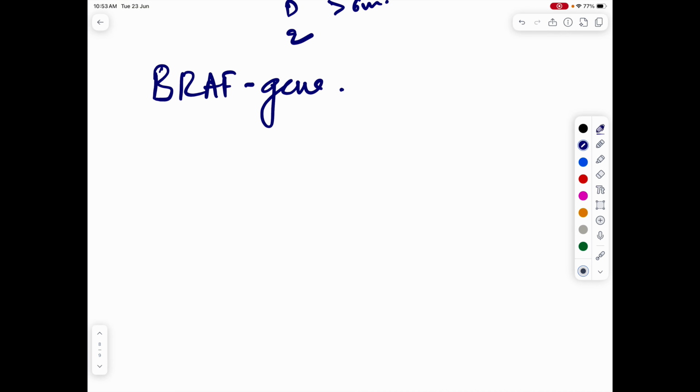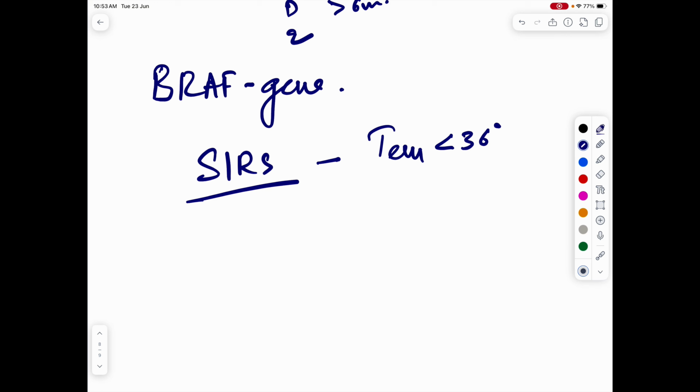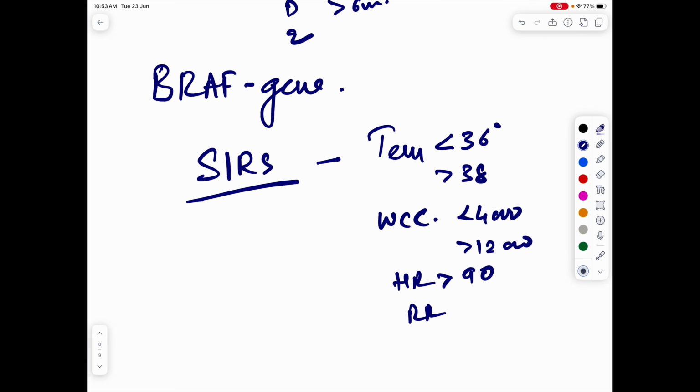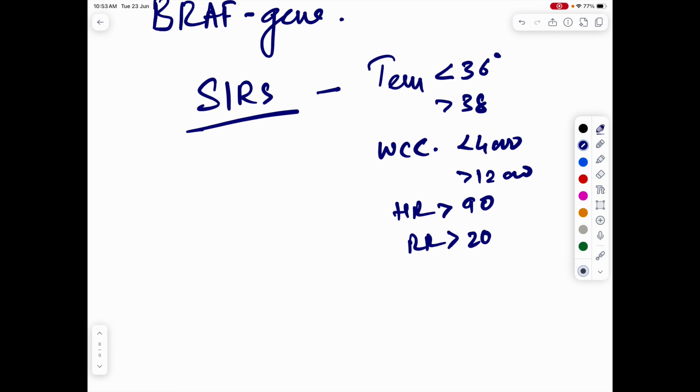And then some of the questions regarding what is systemic inflammatory response syndrome. The patient has got infection. Body temperature is less than 36 or more than 38. WBC count is less than 4,000 or more than 12,000. Heart rate is more than 90. Respiratory rate is more than 20. So if two of the factors are there, it is SIRS, and it will lead to ARDS.